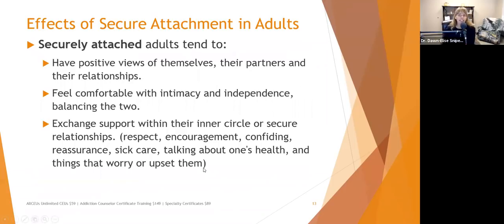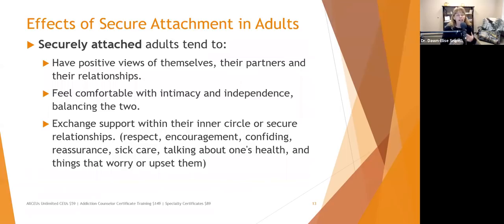Securely attached adults tend to have positive views of themselves, their partners, and their relationships because that internal working model is trustworthy, valuable, and effective at communicating. They also view others as being trustworthy, valuable, and effective at communicating. They feel comfortable with intimacy and independence and are able to balance the two. They don't have to be enmeshed in their relationships. They don't have to be completely disengaged. They are comfortable sharing and relying, but are also able to be themselves. They exchange support within their inner circle or secure relationships.